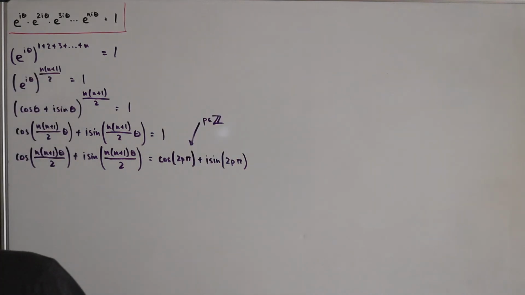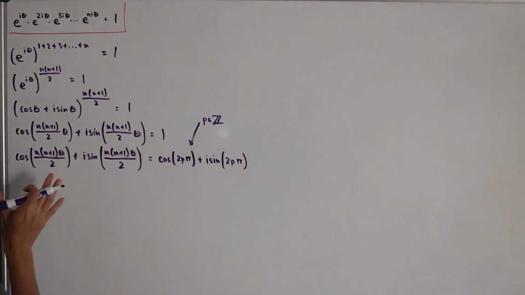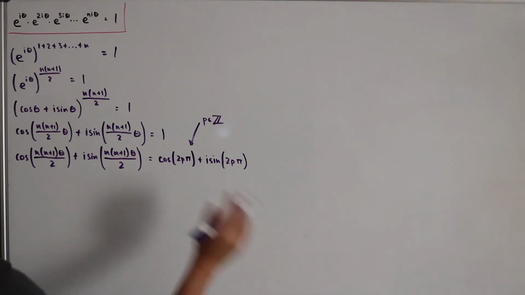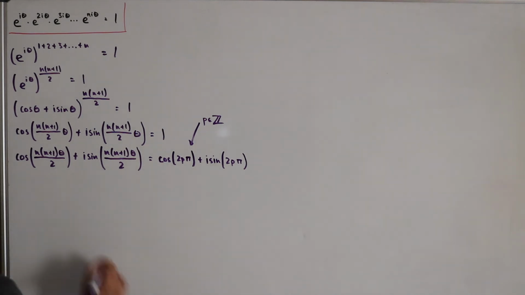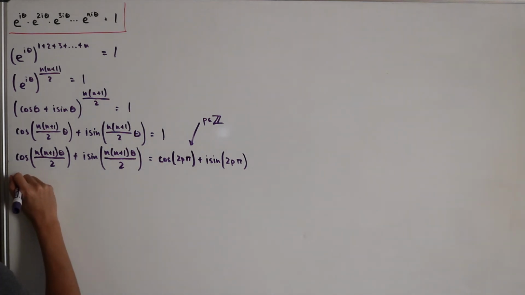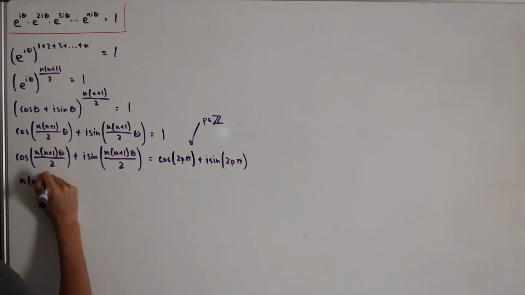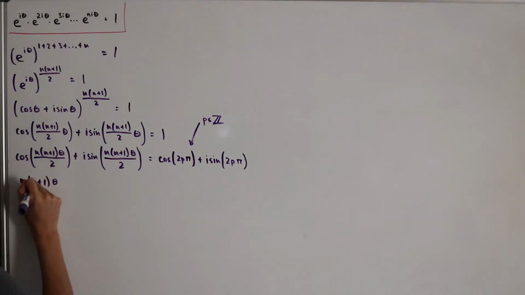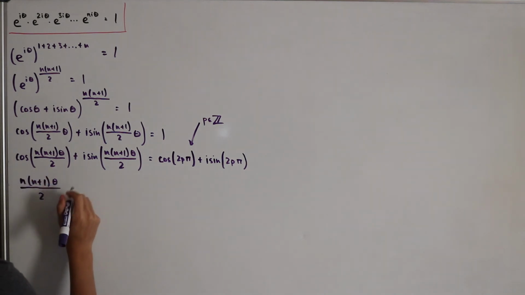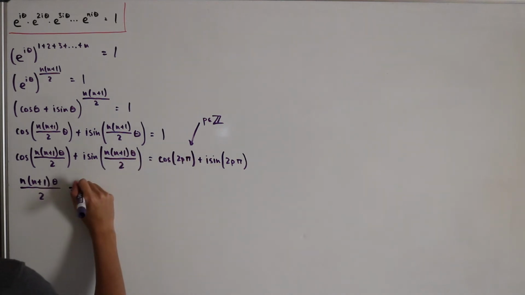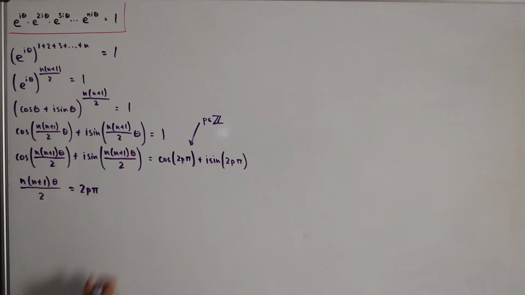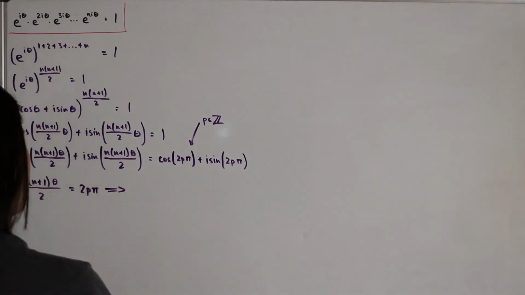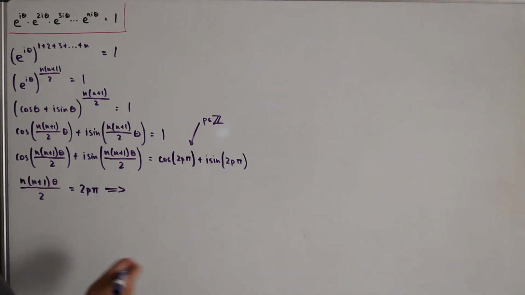Now the next step is really easy. Since we are dealing with cosine and i times sine on both sides, we can just set the parts equal to each other, so we can set the inputs equal to each other. That means we have n times n plus 1 times theta divided by 2, and we just set that equal to 2 pi times p, or 2p pi, the way I wrote it, whichever. It's commutative under multiplication, so it's fine.